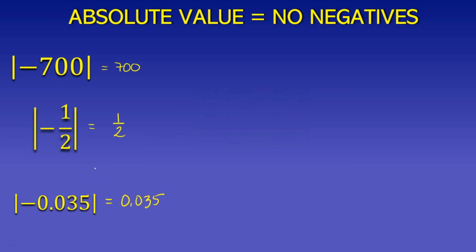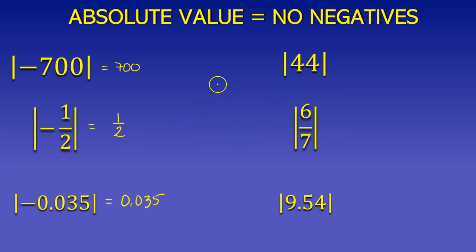Did you do it well? Remember that you can redo these practices. So what about these three? In this case, we have three positive numbers, a fraction, an integer, and a decimal. In the first one, again, we don't care about the sign. We just need to solve it. The absolute value of 6 divided by 7 is 6 divided by 7. And the absolute value of 9.54 is 9.54.